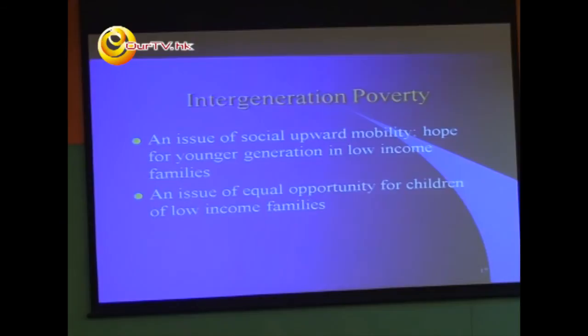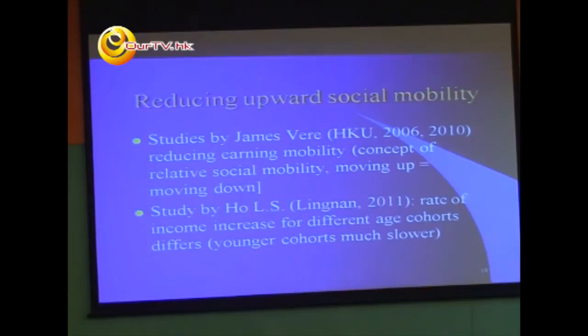The second issue is equal opportunity, particularly for children of low income families. Let's look at the reducing upward social mobility. I'm not going to tell you the details of those studies, but the basic thing: James' study is useful academically, but not quite useful politically or in terms of policy, because it used a concept, my label here, called relative social mobility, which basically means people moving up and people moving down.